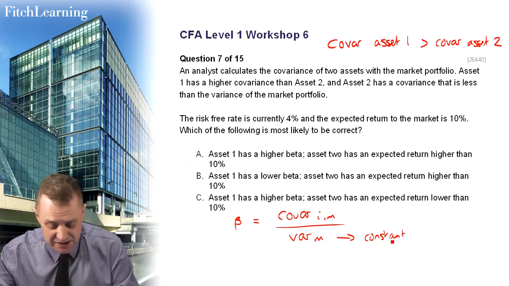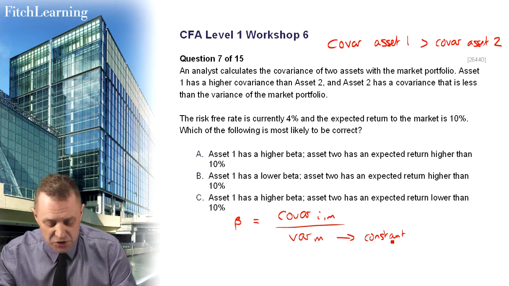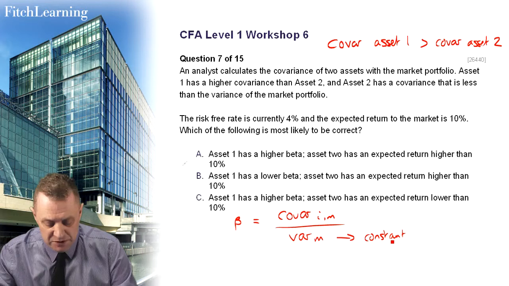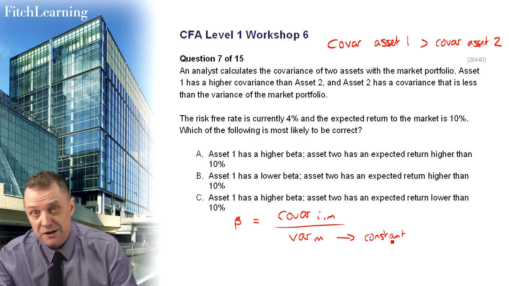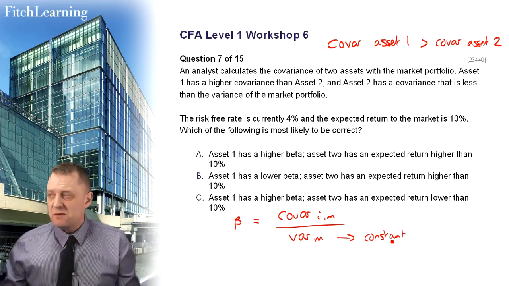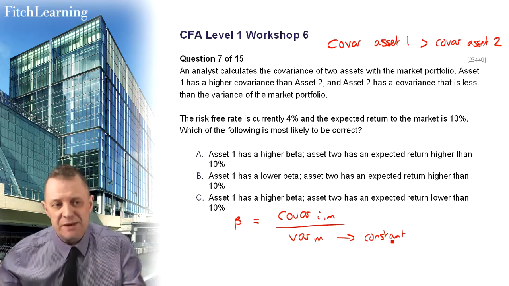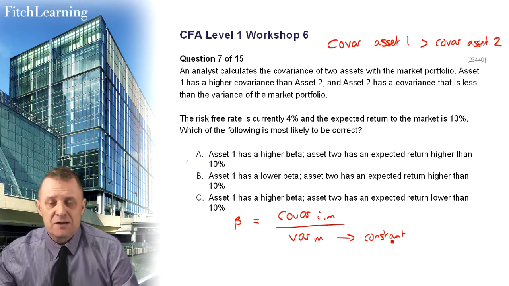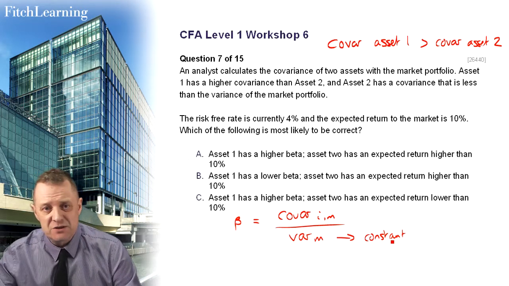In the answers A, B, and C, it asks us to decide which one of asset 1 and asset 2 has got the highest beta. Now, from this formula, given that beta equals covariance over the variance of the market, given that the variance of the market is constant, what drives beta here is the covariance between the investment and the market. So the higher that is, the higher the beta is going to be.